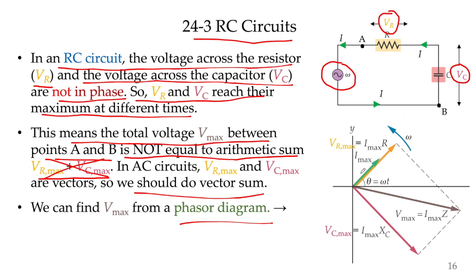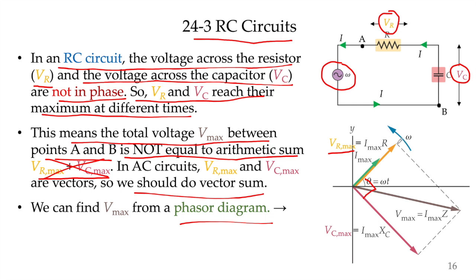Now, let's look at the current. First of all, let's always start with the current. Let's say the current is at a given time in this direction. The first thing that we learned is that the voltage on the resistor and the current would have 0 degrees between them, so they would be in the same direction. Next, what we learned was that the voltage on the capacitor, VC, will be 90 degrees behind the current. So it's 90 degrees here.